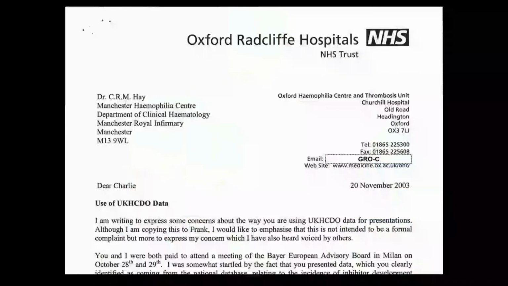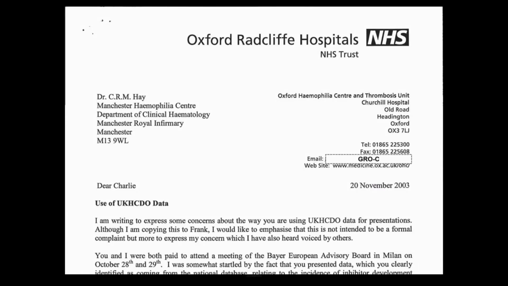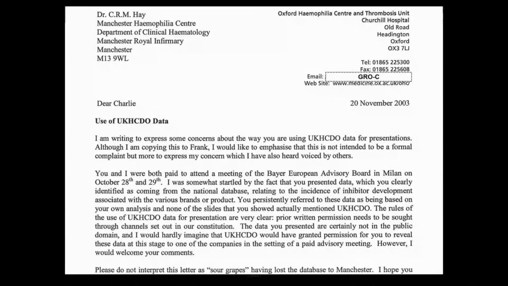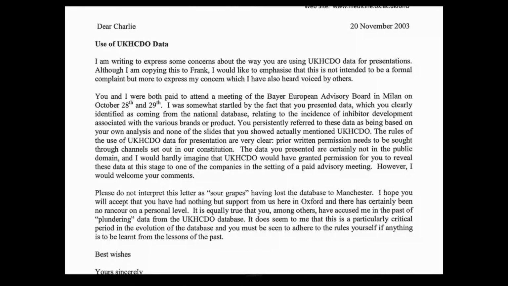So this was a letter from you to Dr. Hay in November of 2003, expressing concerns about the way in which Dr. Hay was using UK HCDO data for presentations. And then we can see in the second paragraph, you talk about the presentation of data coming from the national database without mentioning UK HCDO. It says the rules of the use of UK HCDO data for presentation are very clear.